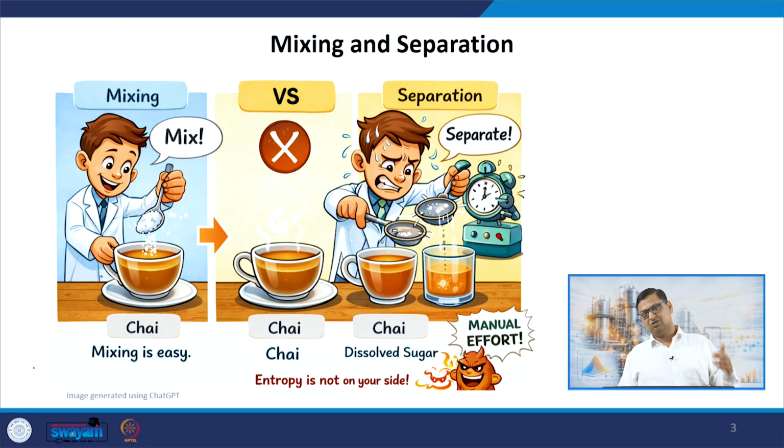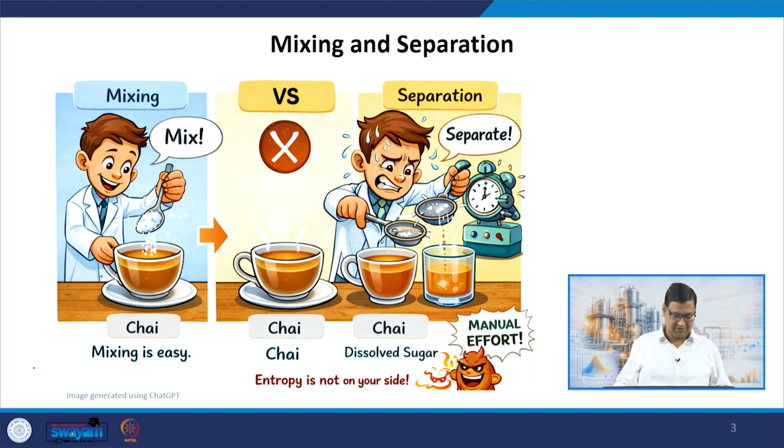And if I now think about the opposite of mixing, that is to separate, it should therefore be a more difficult process. If entropy favors mixing, mixing results in higher entropy. So, if I try to separate now, that would result in a lower entropy, and that will be difficult, right.